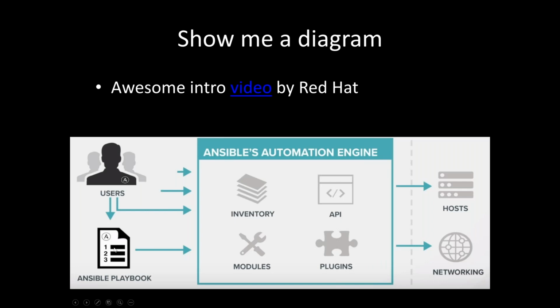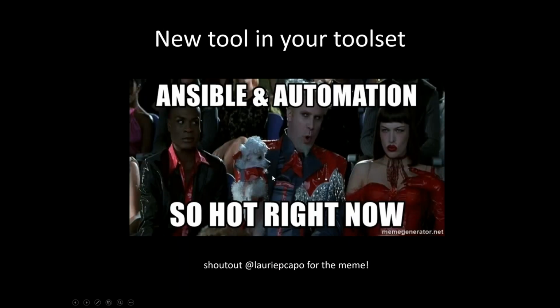So if I had to show you a diagram, right? I'm going to bring up my mouse here. Your users are creating a playbook. Once you actually execute this, it looks at the inventory, it gathers the modules that you're using, it goes and talks to APIs, to plugins, and it goes out and changes the host or the networking that you have. And there's a really nice YouTube video by Red Hat, where I got this image from, that explains how Ansible works.